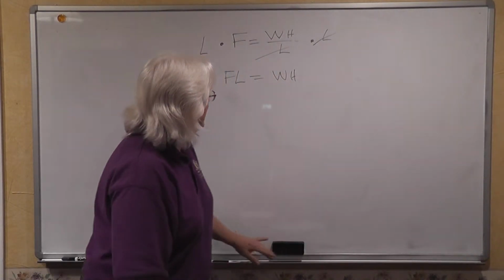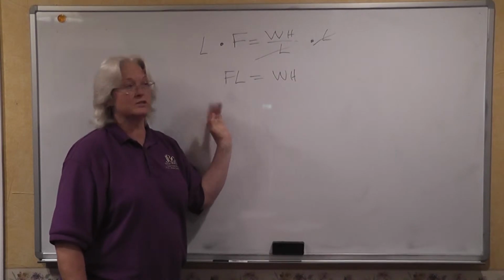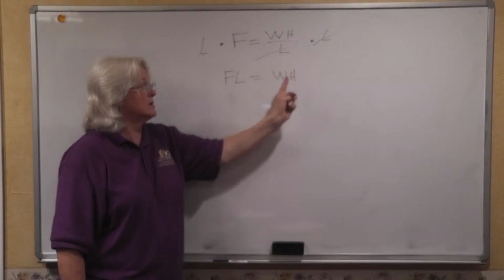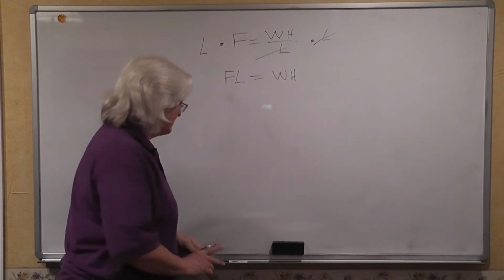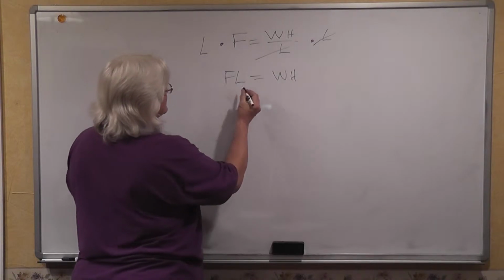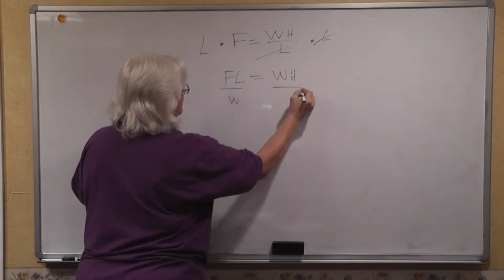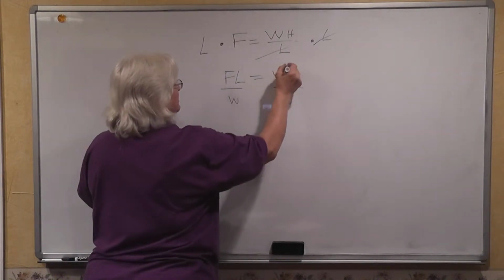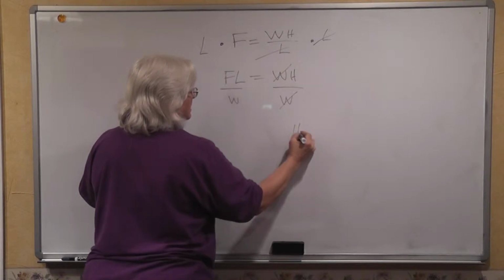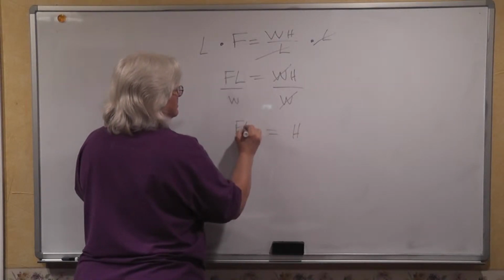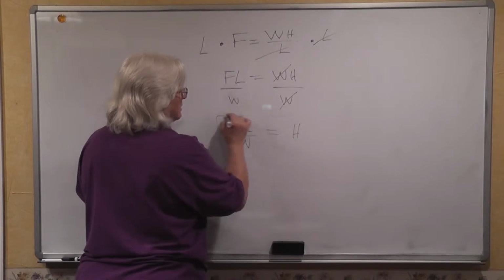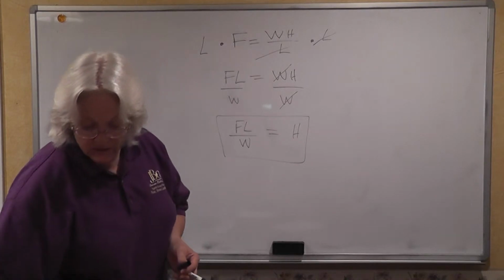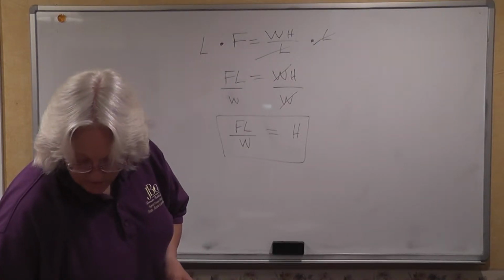Now, we have no more denominators. We want to isolate H. We want to solve for H. So what has happened to H? It's been multiplied by W. We divide both sides of this equation by W. You now have a common factor of W that cancels, and you see that H is equal to F times L over W. That's all that's involved in solving this type of an equation.